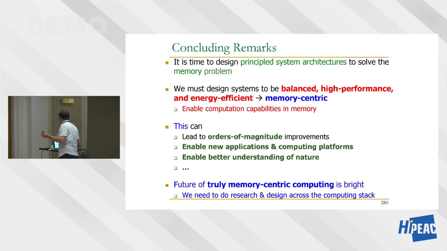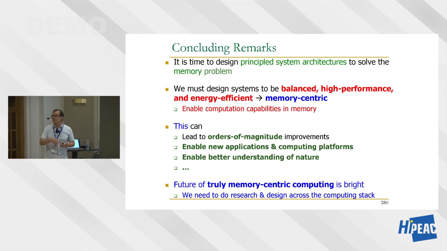Okay, so I think concluding this memory-centric computing lectures, we really need to start designing principled system architectures to solve the memory problem, because that's our major problem. We need to be more balanced in our system design, and we want high performance, efficiency, and sustainability. That all requires us to be memory-centric. We need to enable computation capabilities in memory. This can lead to orders of magnitude improvements in performance and energy.